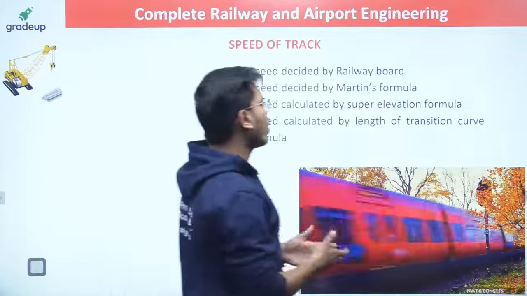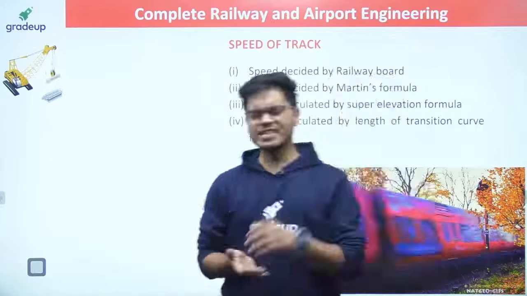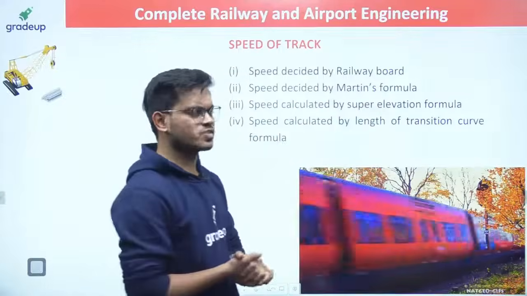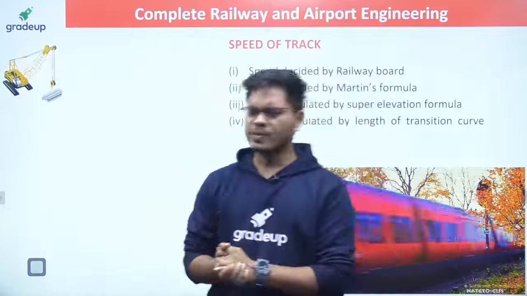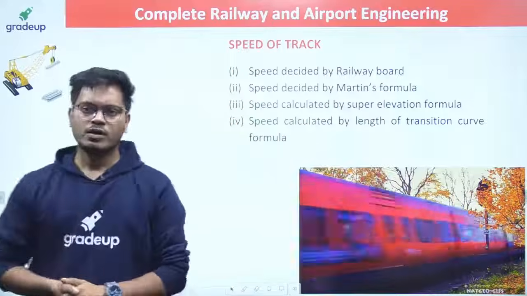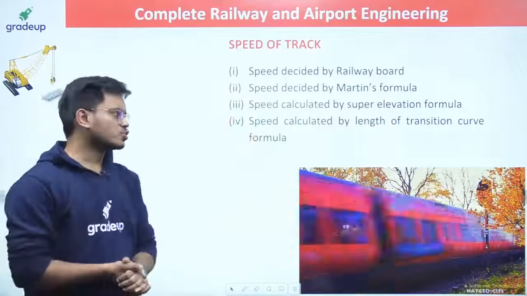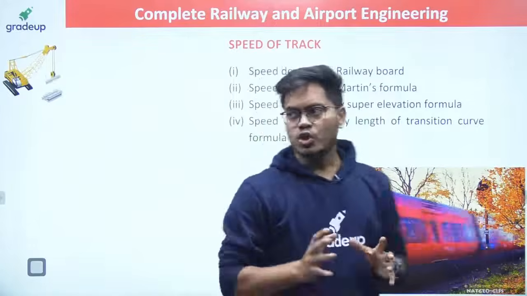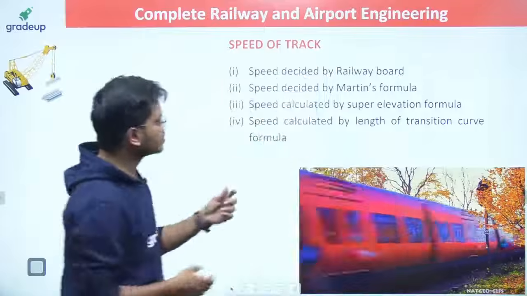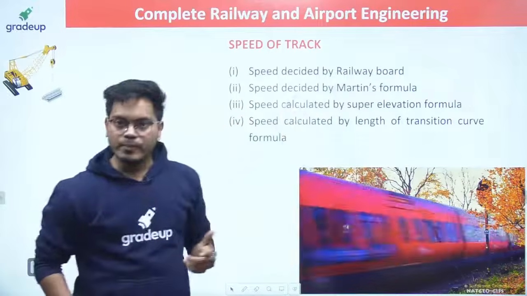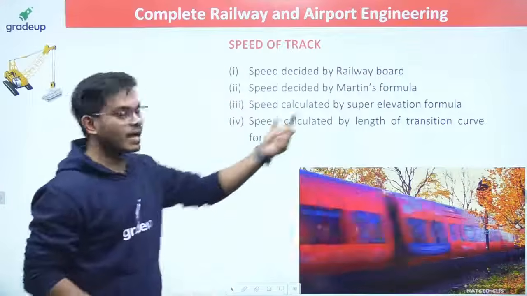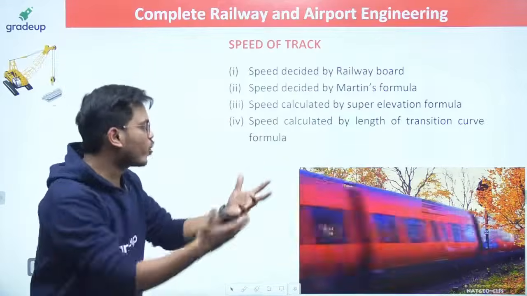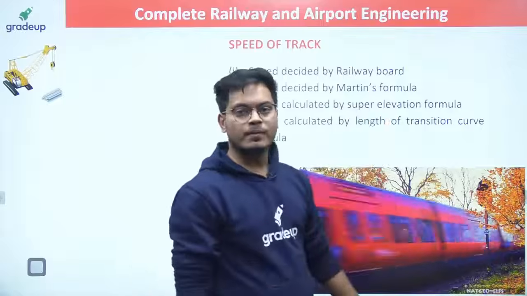Okay, so speed of track. So basically there is a concept of this maximum safe speed. Safe speed बोल दो, या there are other terms also. So we have different formulas to get the value of your speed of track. One is by the Railway Board. The second is Martin's formula. The third is calculated by the super elevation formula, and the fourth is the transition curve formula.